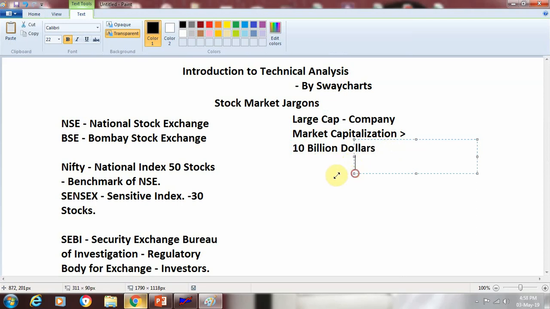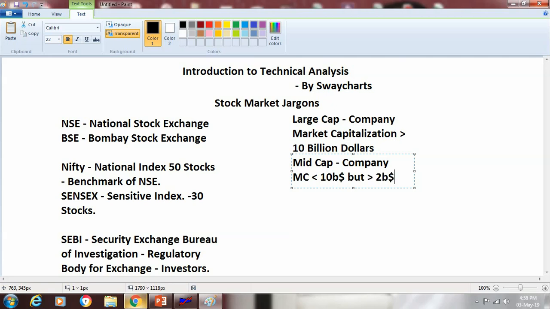Then comes mid cap. Now mid cap is again depending on the market capitalization. So a company whose market capitalization, I'm going to write now MC, is less than $10 billion but greater than $2 billion. Okay, and then comes small cap. Now these are companies with market capitalization of less than $2 billion.